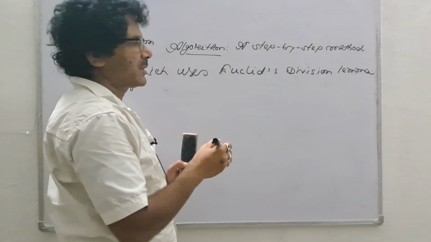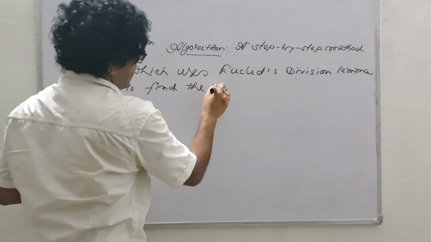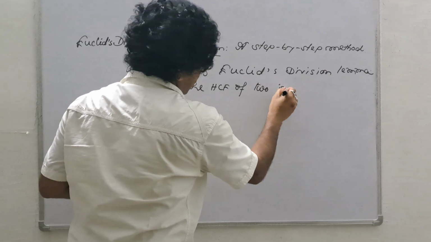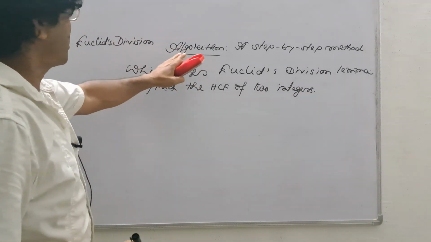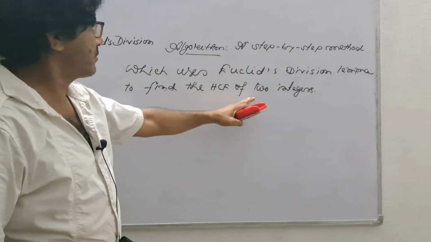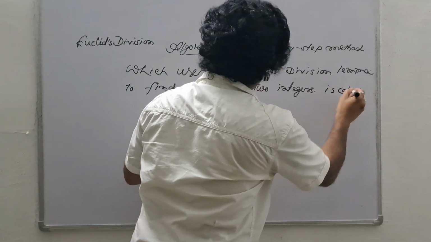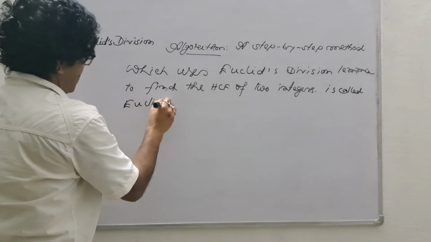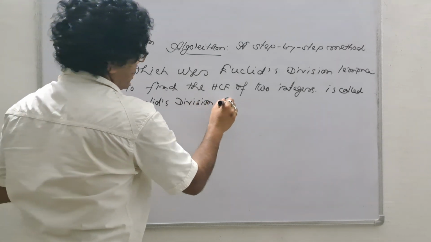Here, to find the HCF of two integers. Euclid's division algorithm, a step-by-step method which uses Euclid's division lemma to find the HCF of two integers, is called Euclid's division algorithm.